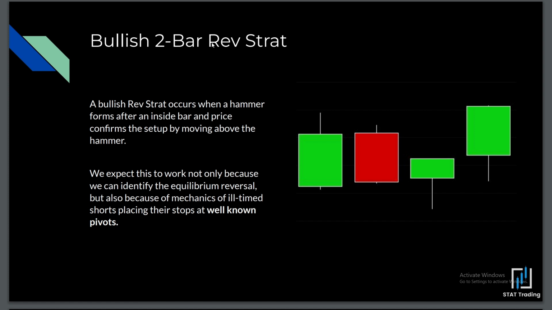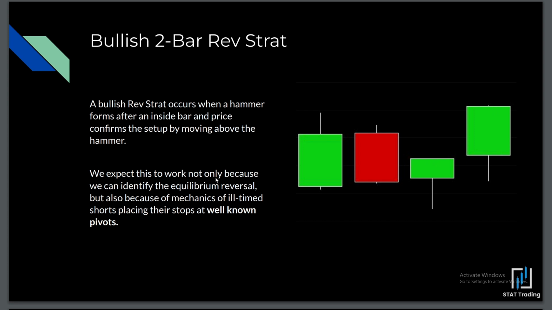The bullish 2-bar Rev Strat. A bullish Rev Strat occurs when a hammer forms after an inside bar and price confirms the setup by moving above the hammer. So you'll see we go inside. Then we form the hammer after failing one side, meaning they tried to sell it down and they were met with a stronger force to the upside. And then this hammer is in force as long as this candle is above this high and still open.